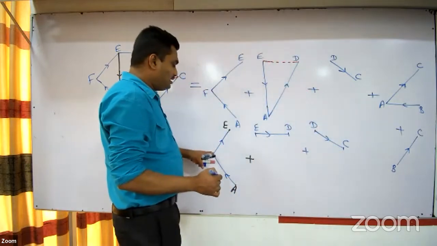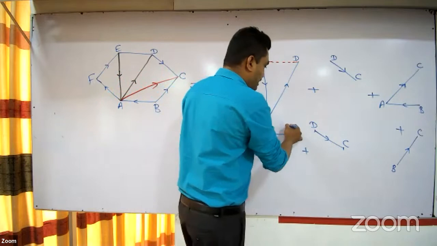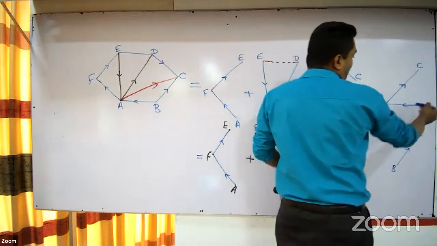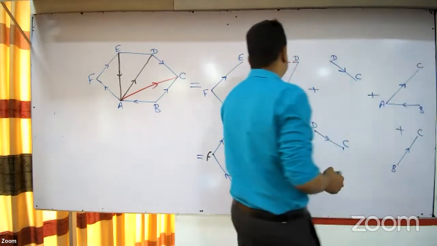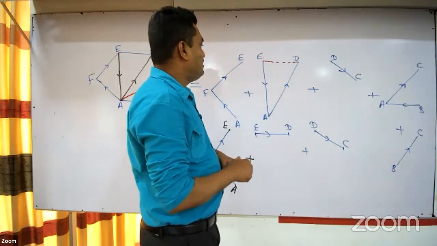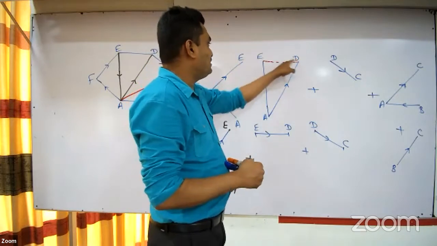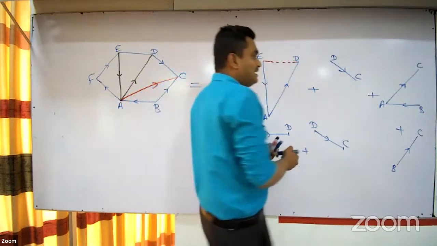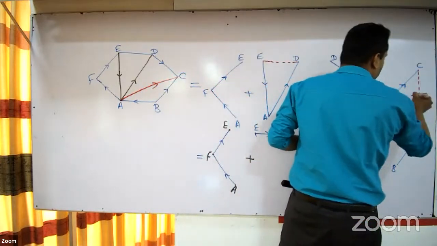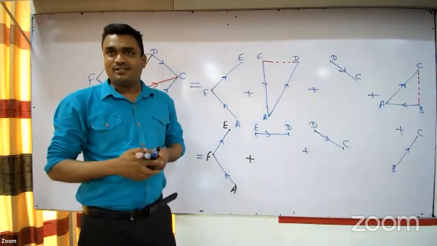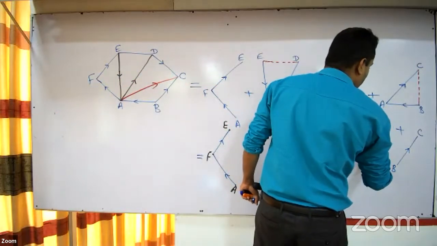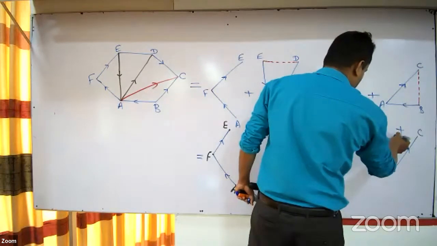I see AF, FE, ED, DC. So I don't change them. What about BA plus AC? What is it? Same method. EA plus AD is ED. Like that, BA plus AC means BC. Am I right? Yes or no? So the resultant of that is CB.